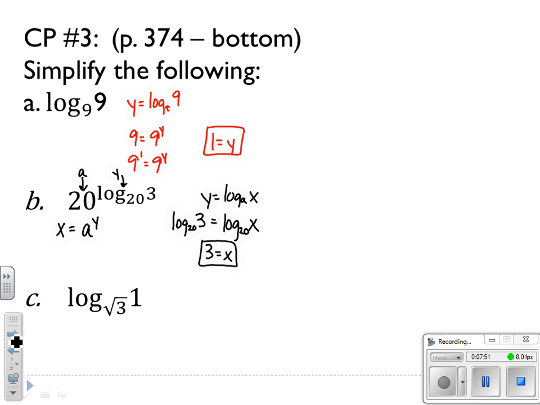Okay, letter C, log base root 3 of 1. That one is in log form. So currently we have this. In rewriting it, I'm going to have x is equal to a to that y power. So again, I have something raised to a power equaling 1. The only thing that's going to make that happen is a power of 0. So that y, or that power for this problem, has to be a 0. Root 3 to the 0 power is 1. Y is equal to 0.